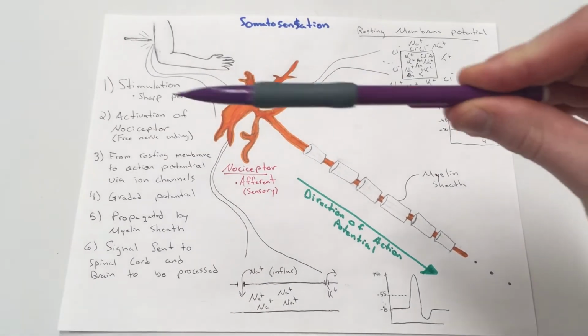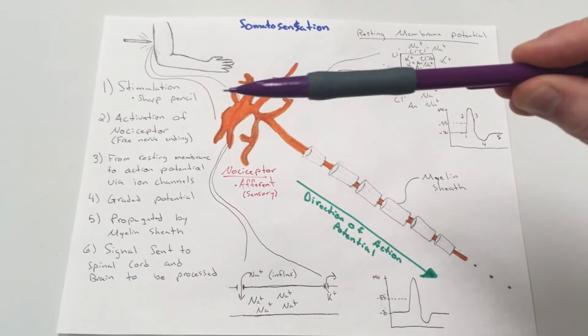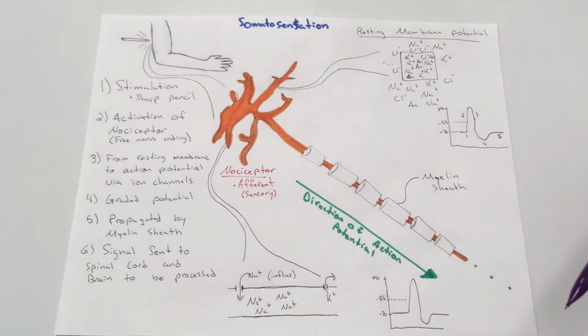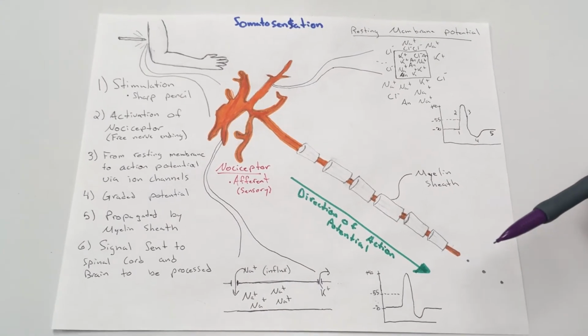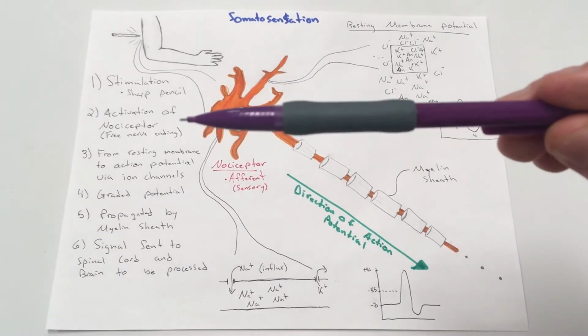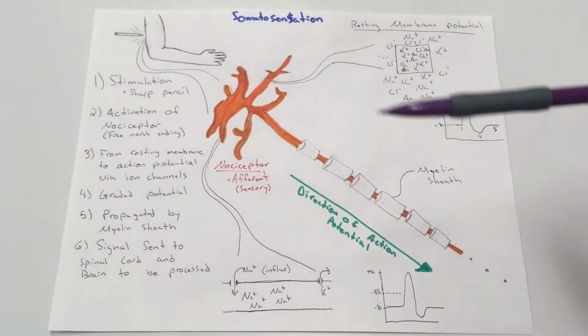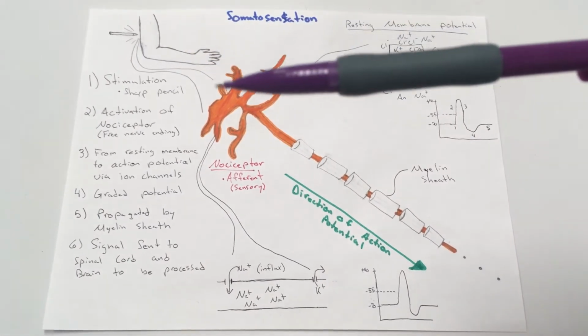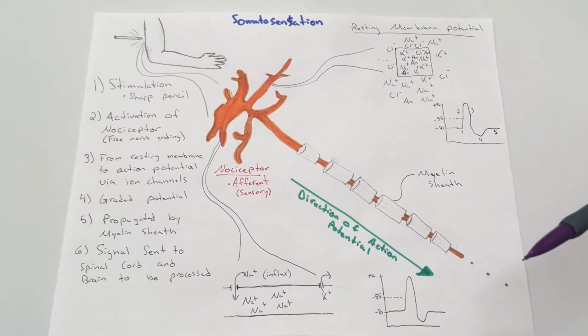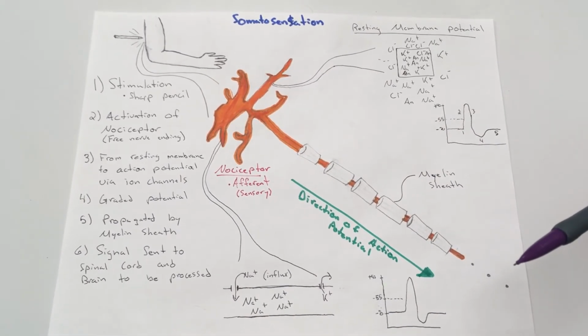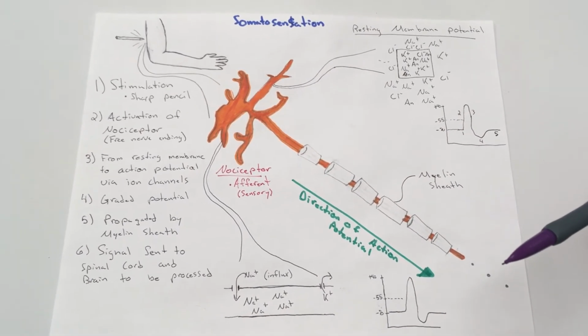In step one, we have a stimulation where the sharp object actually pokes us. With this stimulation, it activates the nociceptors, which are free nerve endings on the edge of our skin, in the dermis of the skin. These nociceptors sense pain in our bodies, and they are an afferent pathway, meaning they are sensory.